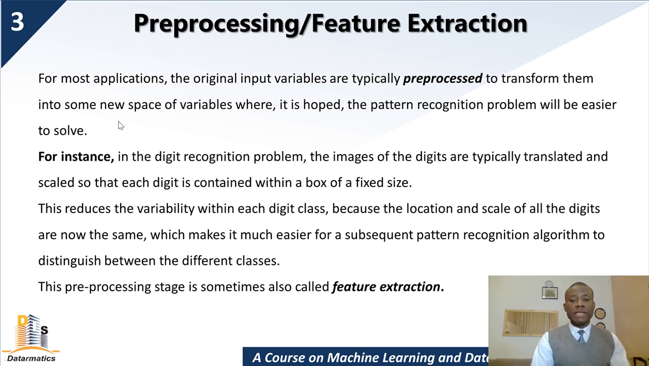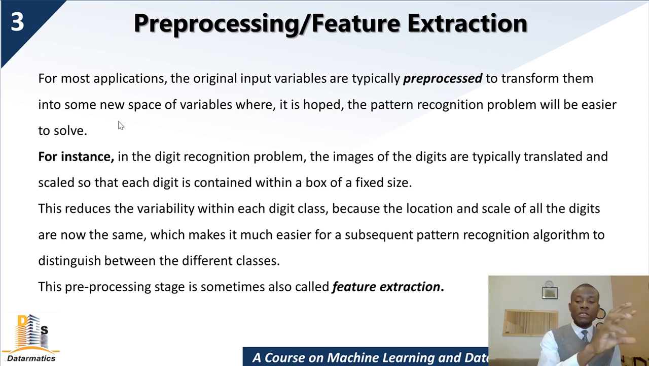When we actually solve the practical problems, this is going to become a bit clearer. So for instance, in handwritten digit recognition, the images of the digits are typically translated and scaled so that each digit is contained within a box of a fixed size. That is pre-processing. And when this is done, the next step is going to be feature extraction. Each particular pixel in this 28 by 28 box represents a feature that has to be extracted. Some of these pixels may actually contain no feature or no information.